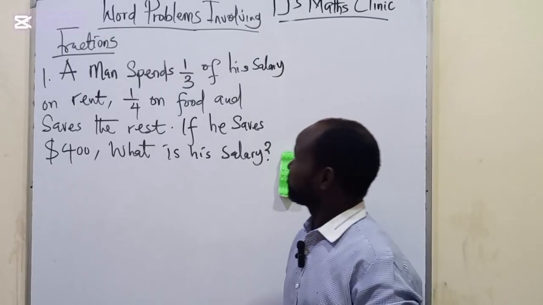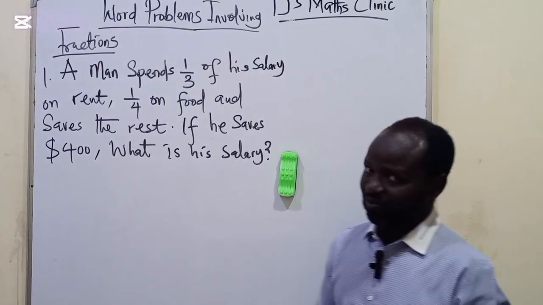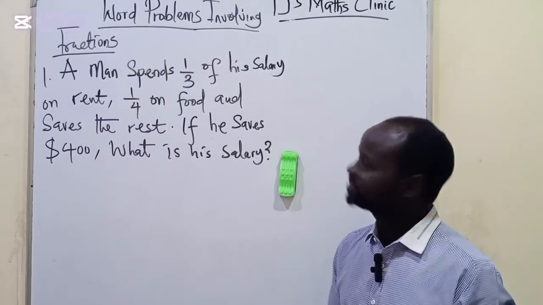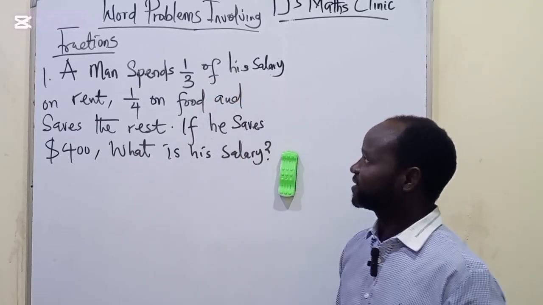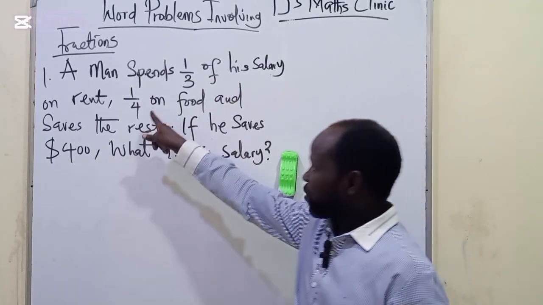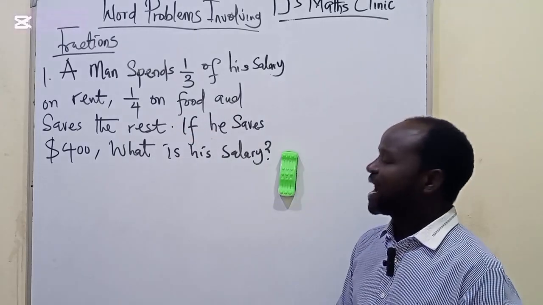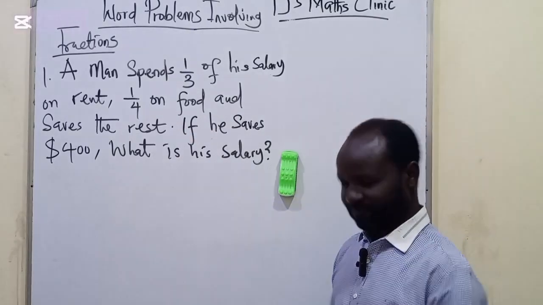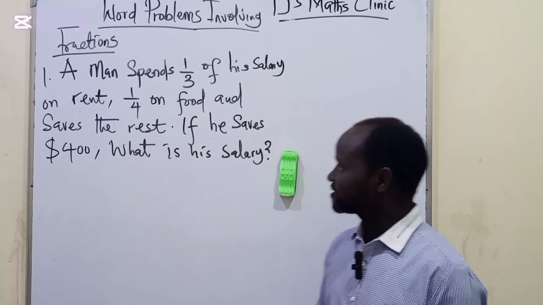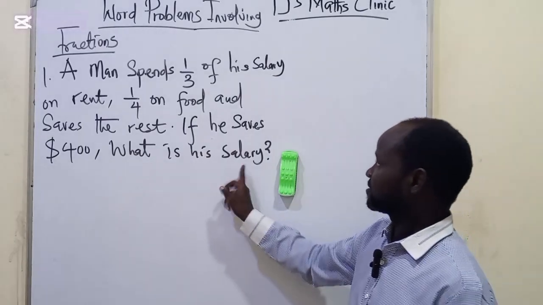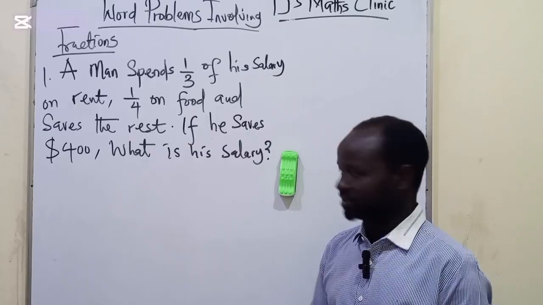Let's consider this word problems involving fraction question. The question reads, a man spent 1 over 3 of his salary on rent, 1 over 4 on food, and saves the rest. If he saves $400, what is his salary? What will be his salary?